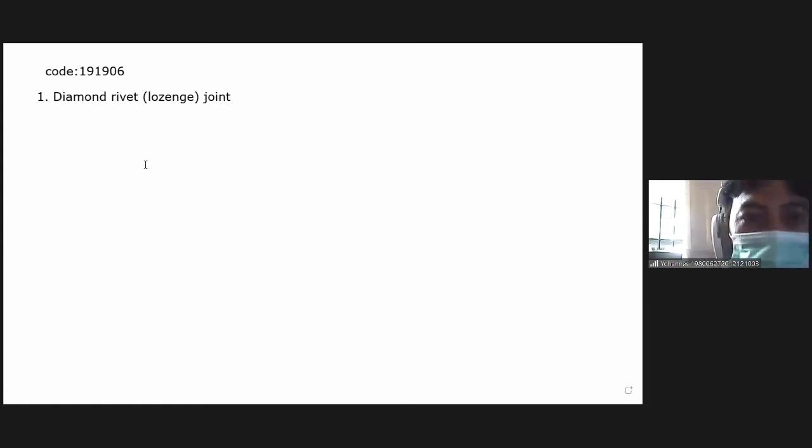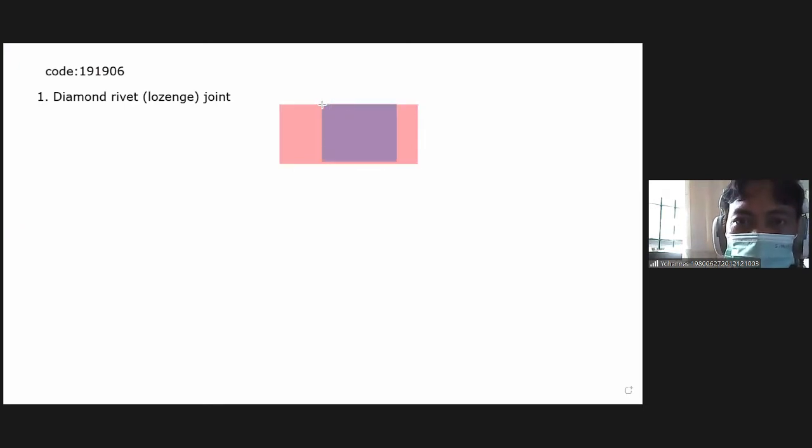Okay, so how does this diamond rivet look like? If I draw here, suppose we have the plate here. This is the first plate, and next we have another plate on it. So this is an overlapped plate joint, and here we put the rivet.